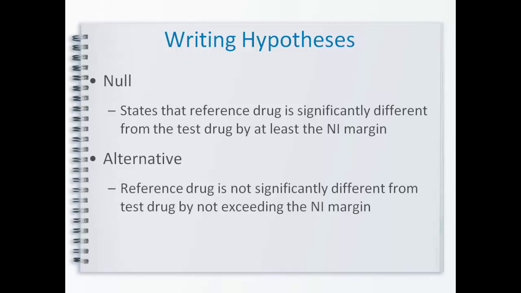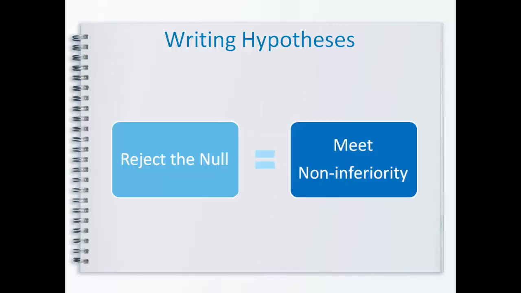For non-inferiority studies, the null hypothesis instead states that the intervention is significantly different than the comparator by at least the NI margin, therefore stating that the intervention is not non-inferior. The alternative hypothesis states that the intervention and comparator are not significantly different, implying that the intervention is non-inferior. Though the format of the hypotheses for a non-inferiority study is different, the goal of the study is still the same: to reject the null hypothesis.